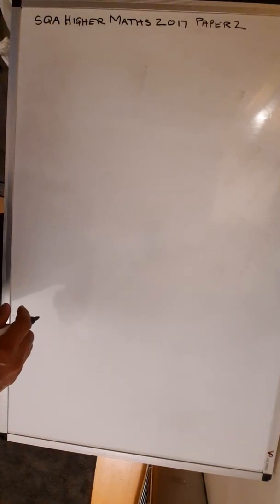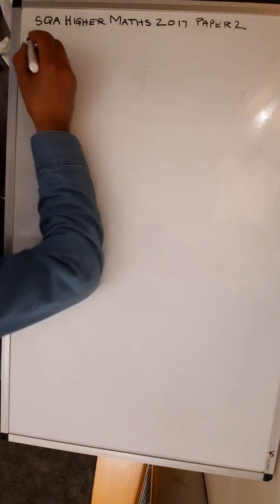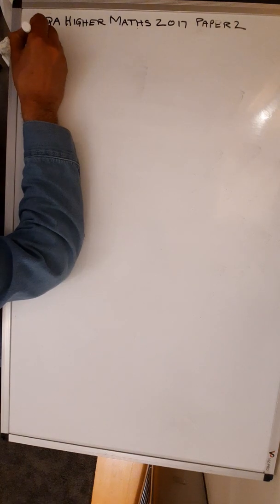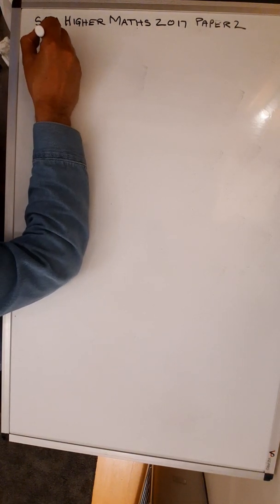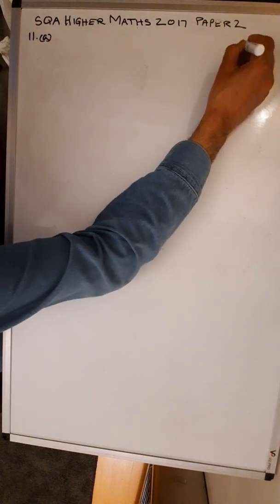SQA Higher Maths 2017, Paper 2, question number 11. Part A is for 3 marks.